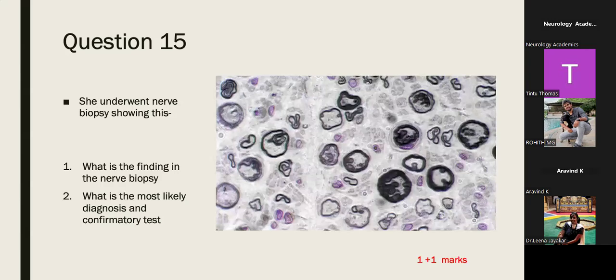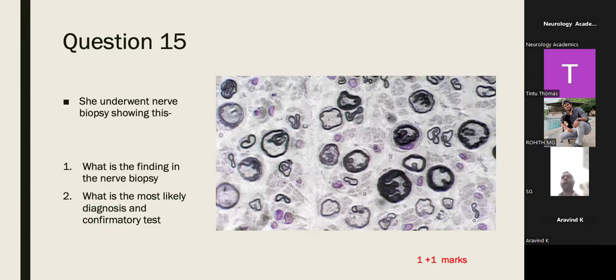And she underwent nerve biopsy as well, which is showing this. And the questions are, what is the finding in the nerve biopsy and what is the most likely diagnosis and a confirmatory test to confirm the diagnosis?